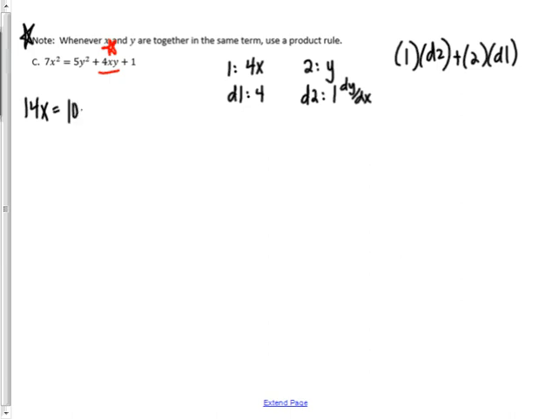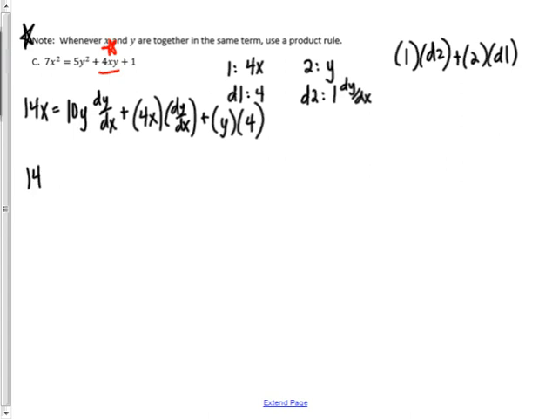Derivative of 5y squared is 10y dy dx. And then right here, I'm going to do the 1d2, 2d1. So I would do 1, which is 4x, d2, which is dy dx, plus 2, which is y, d1, which is 4. All right, so let me clean that up, no parentheses. So we get 14x equals 10y dy dx plus 4x dy dx plus 4y.